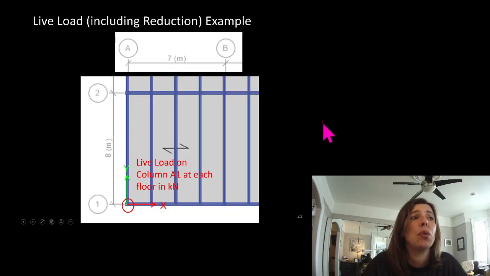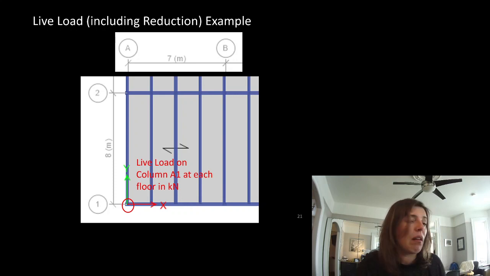So let's do a column example using a live load reduction factor. We're going to talk about column 1A. We're going to look at this column right here. So here's our grid line B, and here's our grid line 2, here's our grid line A, and our grid line 1. We're going to have to think about what its tributary area is, and then we're going to have to think about what the loads are on this column and figure out what the live load is on this column at each floor.